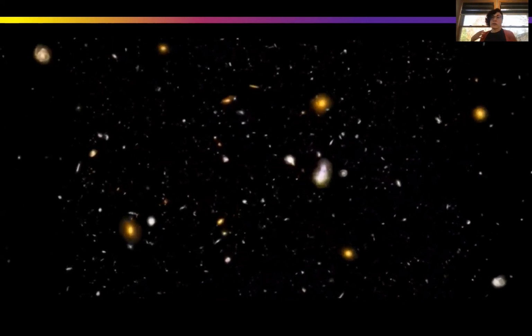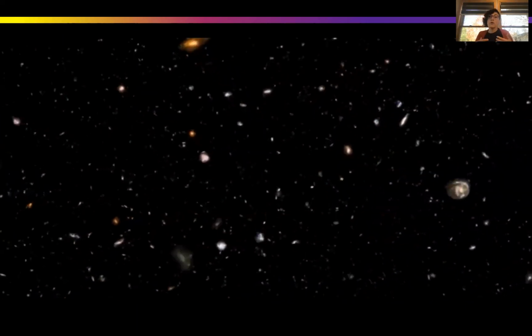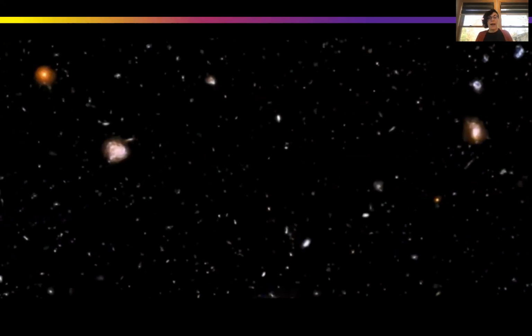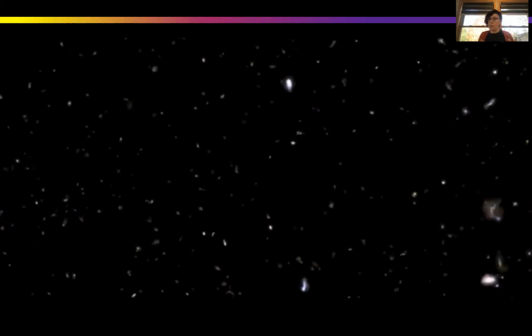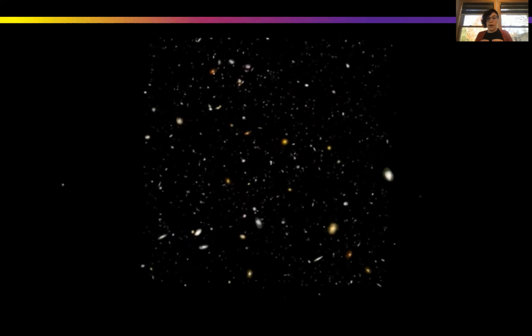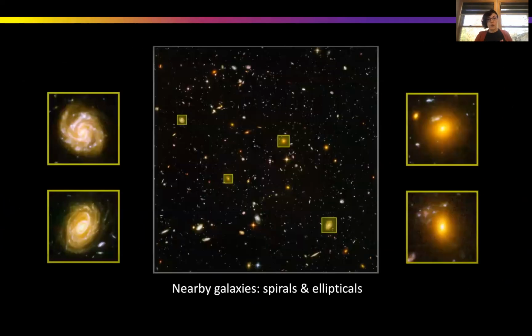However, as we start to look deeper in these images to more distant objects, we are also looking at a universe that is much younger than what we see today. And the galaxies there become considerably more irregular. They have irregular shapes. They also show evidence for collisions. And then the very early galaxies are very small and not very well defined. So nearby galaxies are mainly spirals and ellipticals.